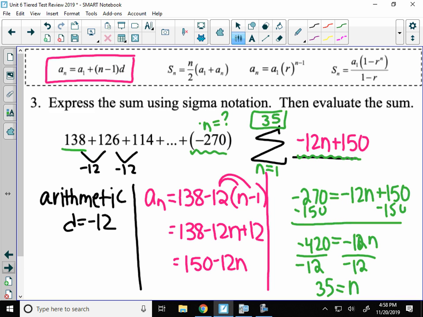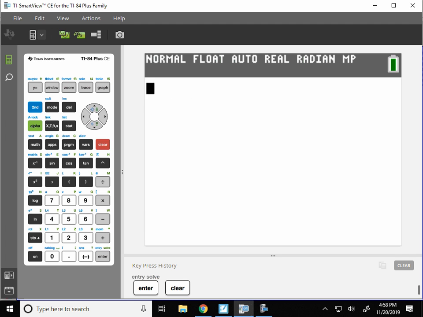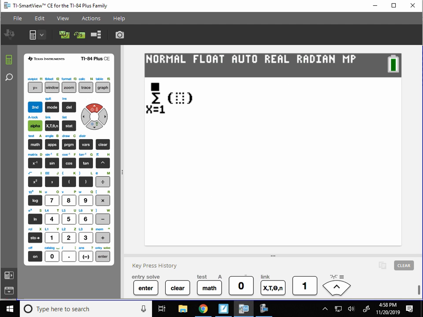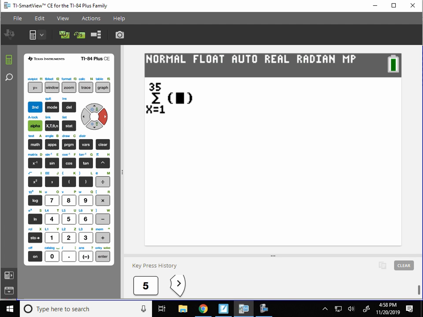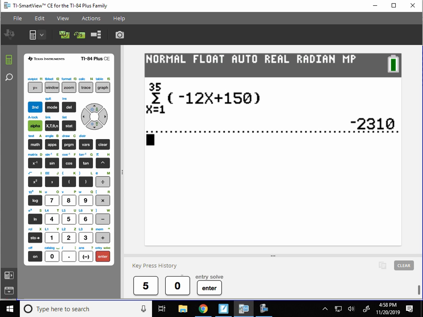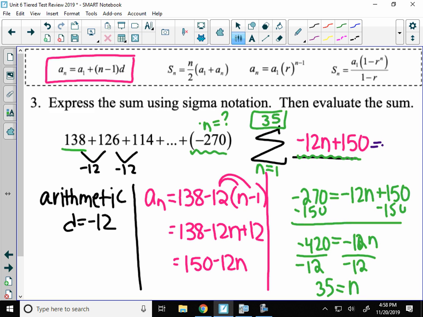I know it's kind of messy work here, but all I need to do now is type that into my calculator. So I'll have math 0. I'm summing from the first term to the 35th term, and then my equation, negative 12x plus 150. And that looks like the answer on my paper. That's good. Negative 2310. So that is ultimately what we were after. We needed to do all that other work first.